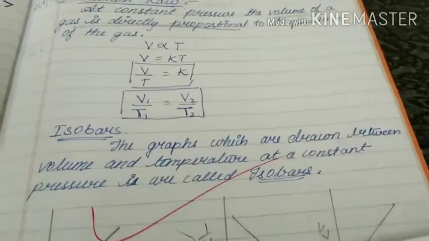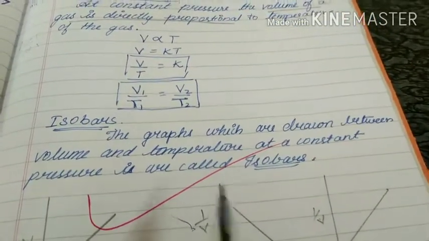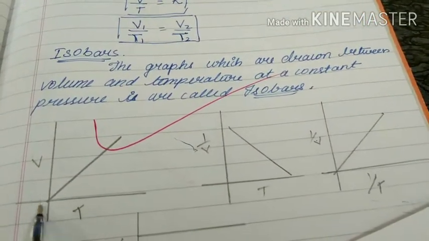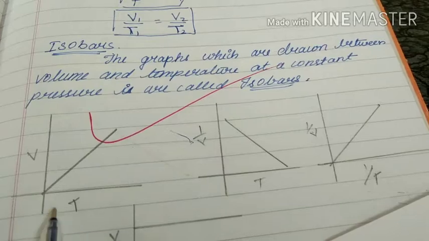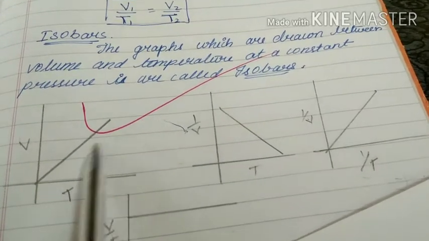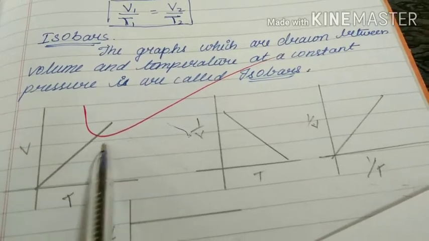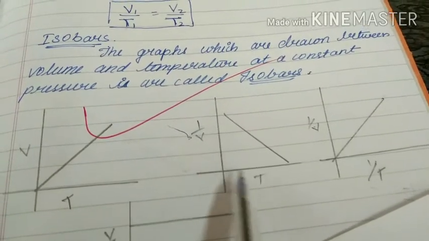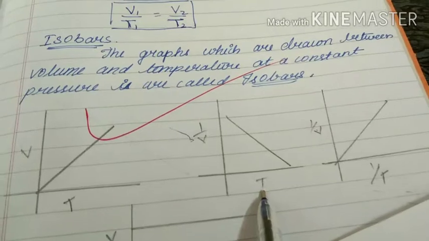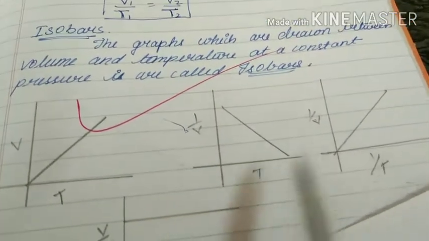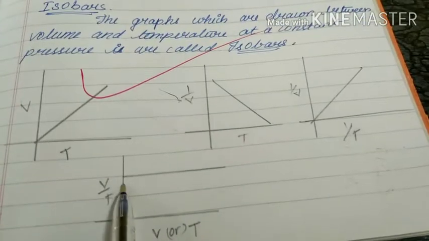Here also we can draw the graphs between volume and temperature. See, these are the graphs. If you draw the graph between V versus T, then you get a straight line. This straight line indicates what? As temperature increases, volume also increases. Here 1 by V versus T, this indicates what? If temperature increases, 1 by V decreases. Here 1 by V versus 1 by T. This is V by T versus V. Why do we get a straight line here?